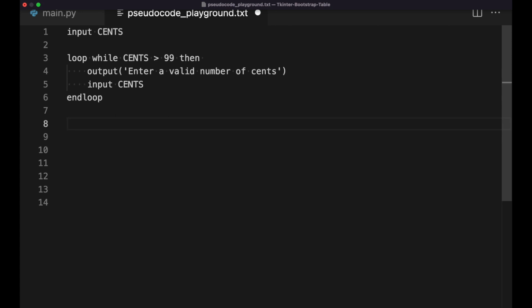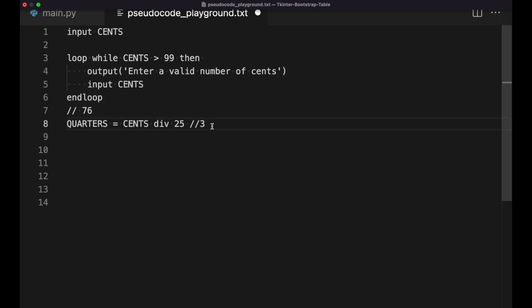Now that we've gotten the sense stuff out of the way, we're going to take our number of cents, and we'll say quarters equals cents div 25. So what this means is, let's say that someone, for example, enters in 76, right? We're going to do 76 div 25, which is going to give us 3. We're going to use 76 as our example, okay? Because 25 goes into 76 3 times.